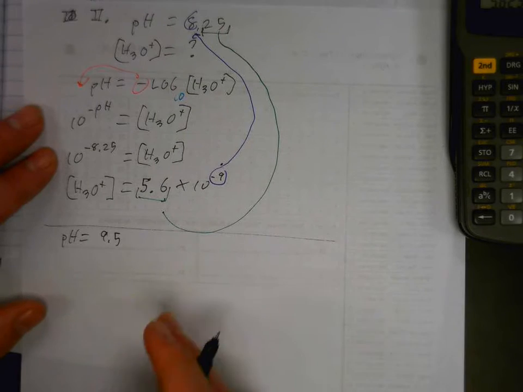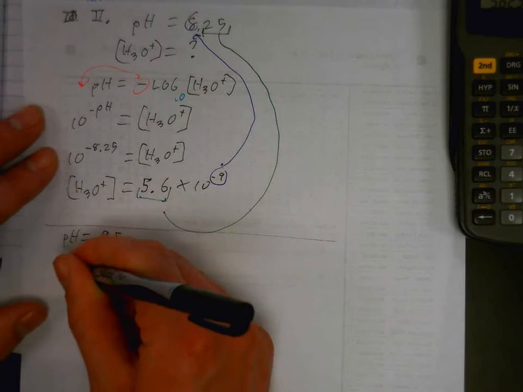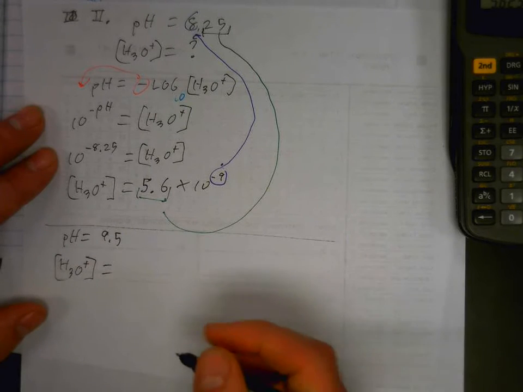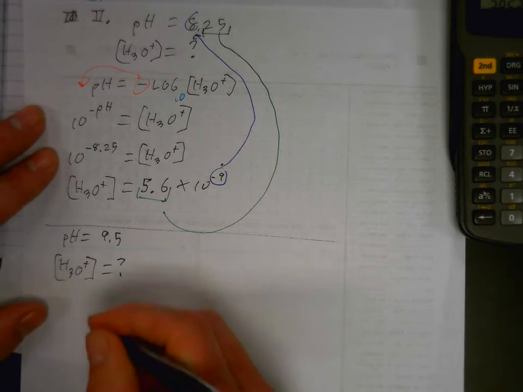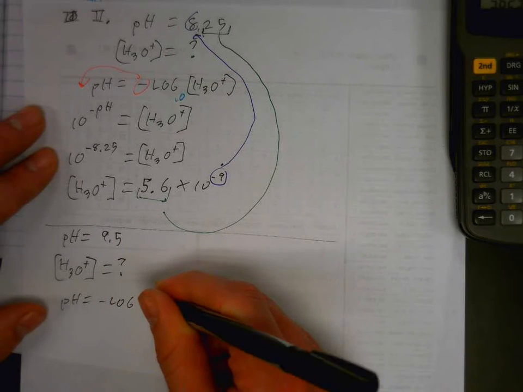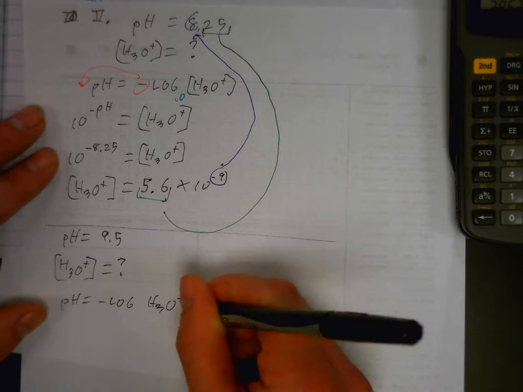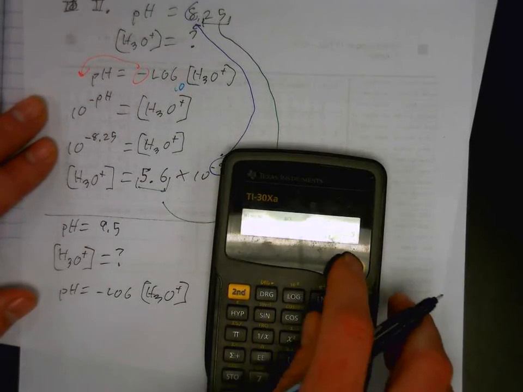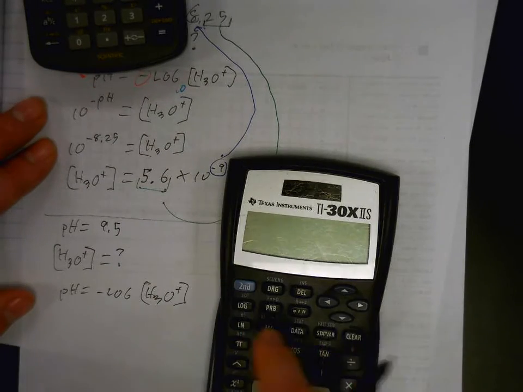Well, we use the same process if we want to know the H3O plus concentration. Since the pH is the negative log of the H3O plus concentration, we just need to take the inverse log of 9.5. Let's try that in this other calculator this time.